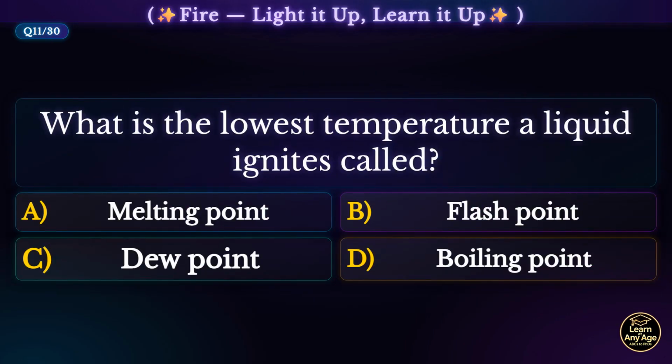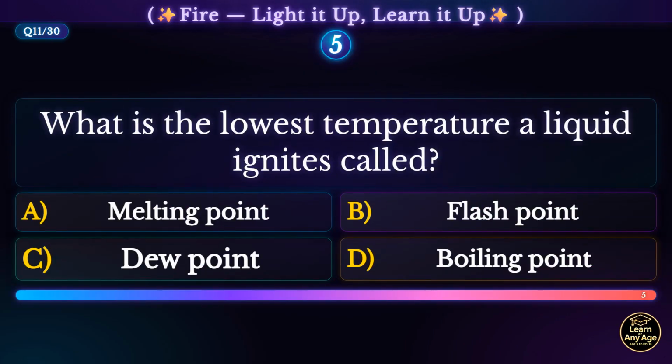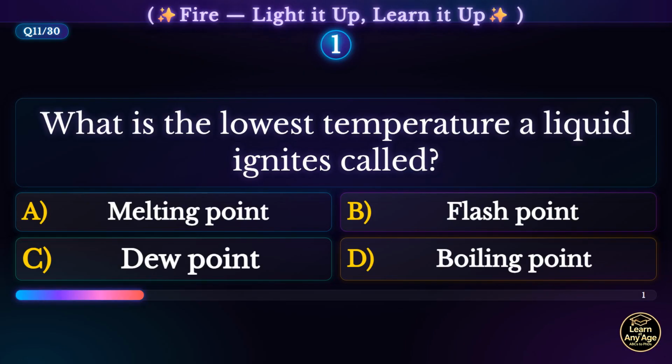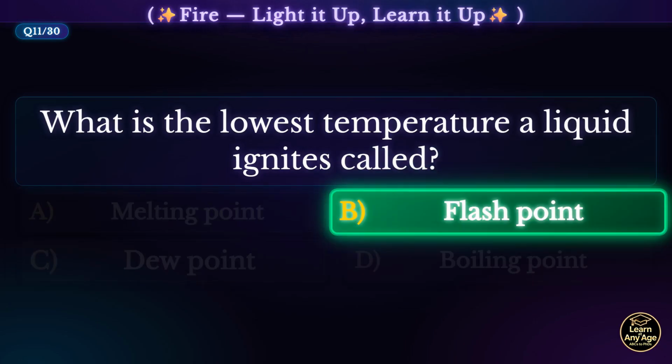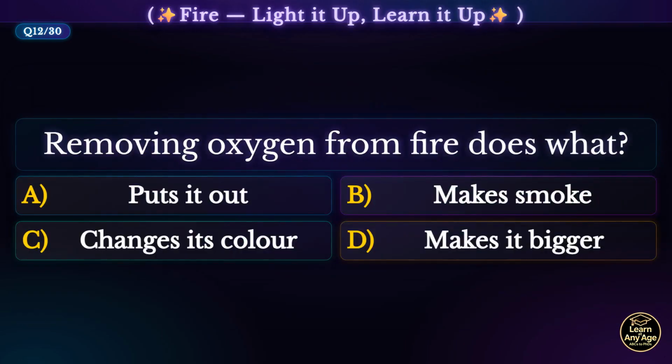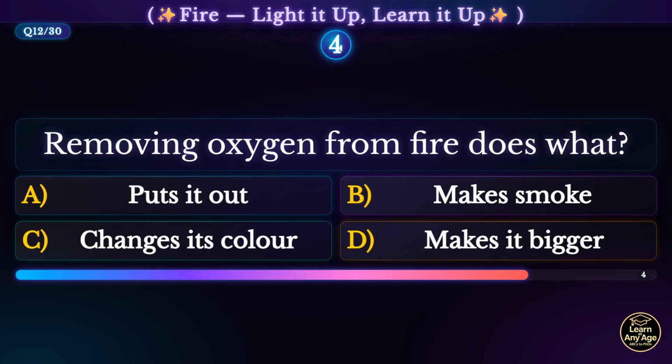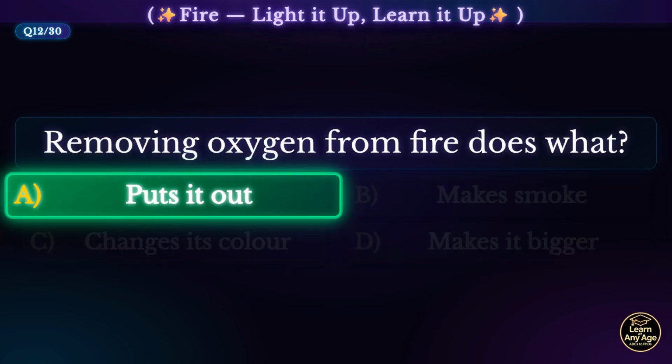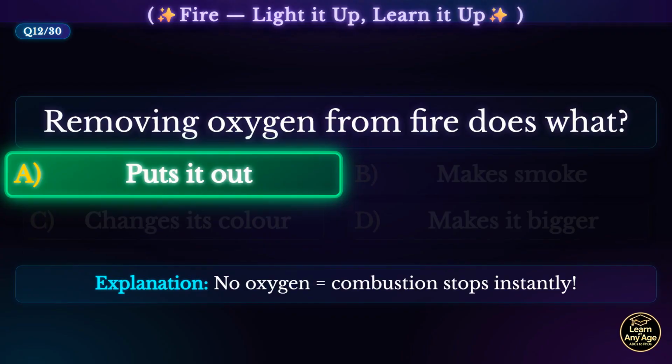What is the lowest temperature a liquid ignites called? Flash point. Below the flash point, no ignition is possible. Removing oxygen from fire does what? Puts it out. No oxygen equals combustion stops instantly.